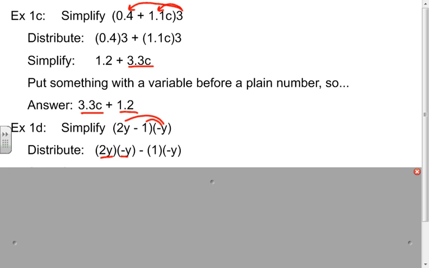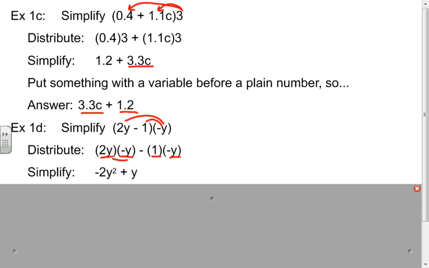2y times the negative y. The negative sign comes down in the middle, and then 1 times negative y. I'm going to simplify those. Y times y is actually y squared, and the negative times the 2 comes in front. This is negative 1 times negative y. Negative times a negative gives me a positive, and 1 times y is just y.